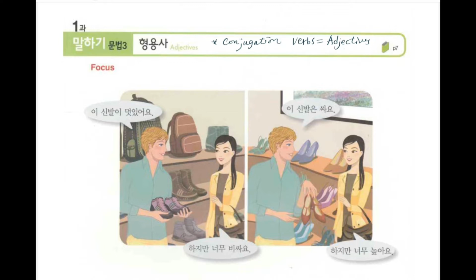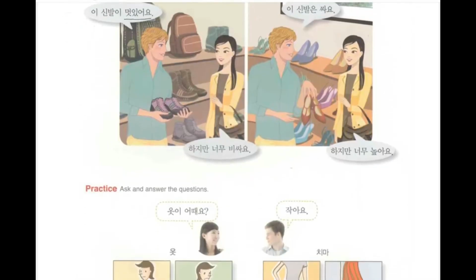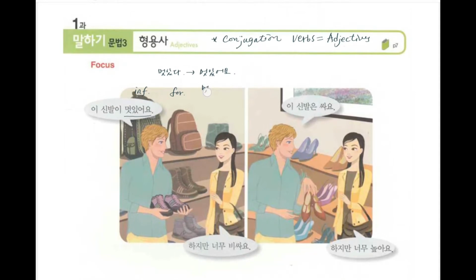자, 이 신발이 멋있어요. What does it mean? These shoes are nice. These shoes are cool. 자, 멋있다, 멋있어요 봅시다. What is the base form? 멋있다예요. 멋있다. 자, informal polite sentence ending, 어떻게 말해요? 멋있어요. 말해요. How about formal sentence ending? 어떻게 말합니까? 멋있습니다. 말해요.